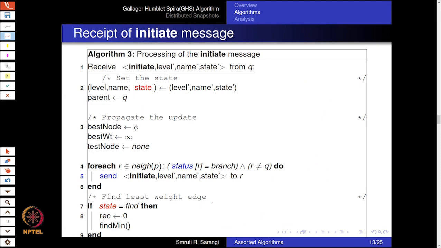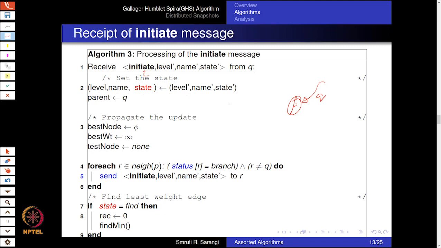Now how do you process the initiate message? Let's say that again node P, it's always node P, gets an initiate message from node Q. So the message type is initiate. We get a level-prime, name-prime and state-prime. So we set the state, no problem. We set our level, name and state to level-prime, name-prime and state-prime. So my level is now level-prime, my name is name-prime and state is state-prime.